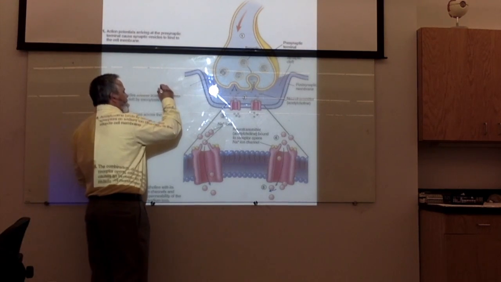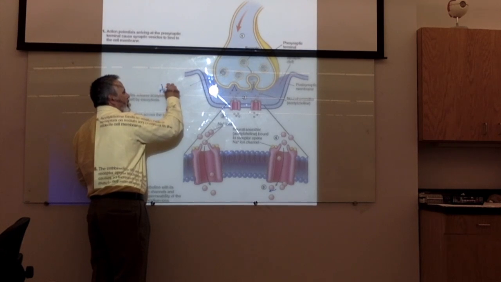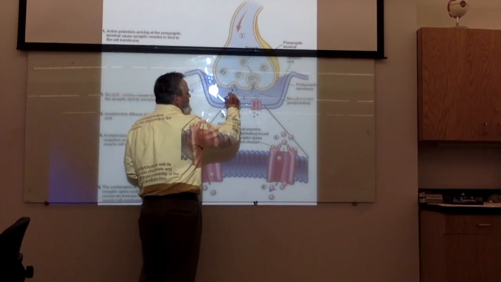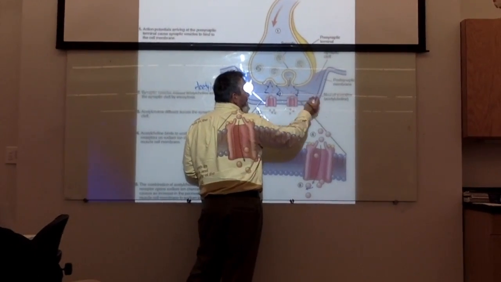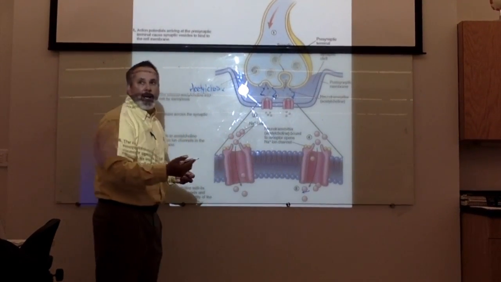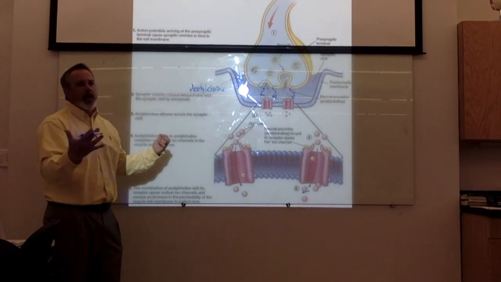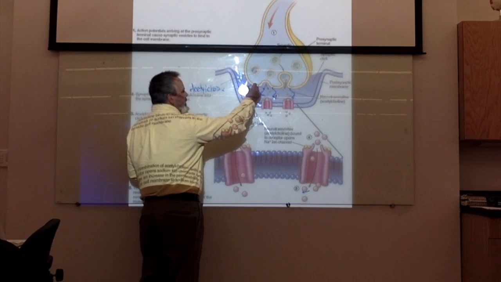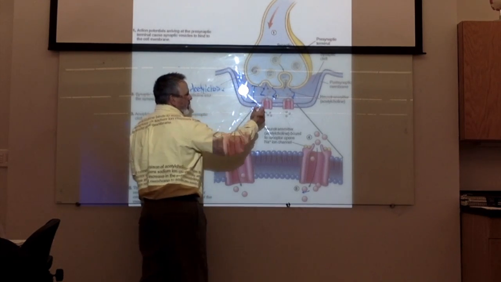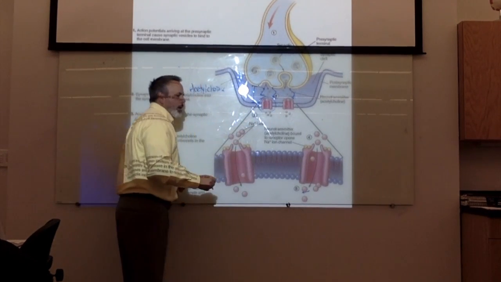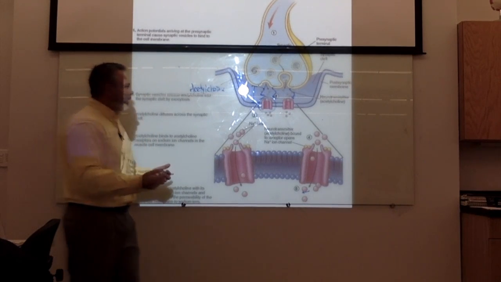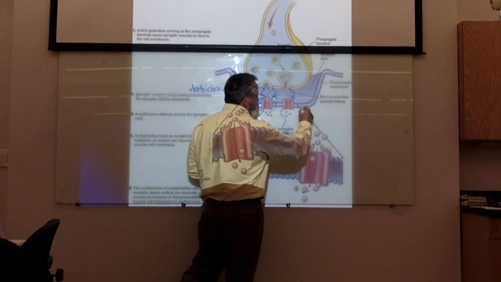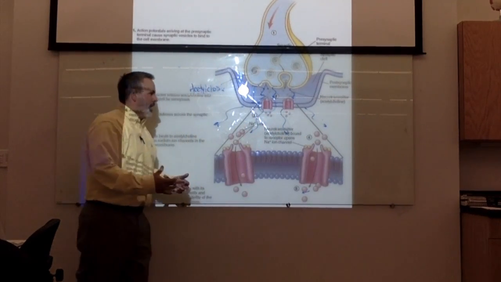Acetylcholine. Okay, so this is where the whole process begins. Acetylcholine is going to cross the synaptic cleft. This is where we have to know terminology, the context of terminology. So it's going to cross the synaptic cleft right here, this gap. It's going to bind to receptors on the sarcolemma of the muscle fiber. Of course, that's going to generate an action potential in the muscle fiber, causing it to contract.